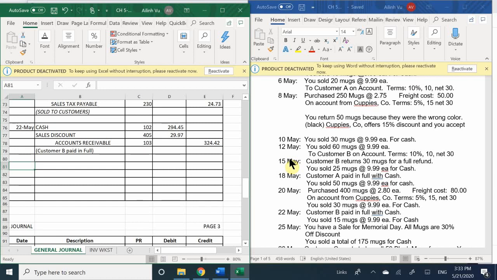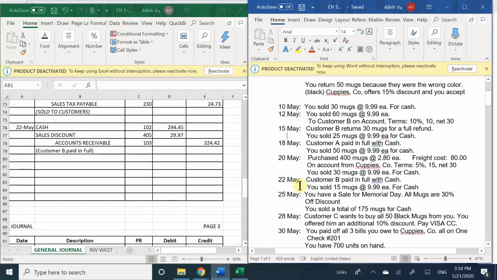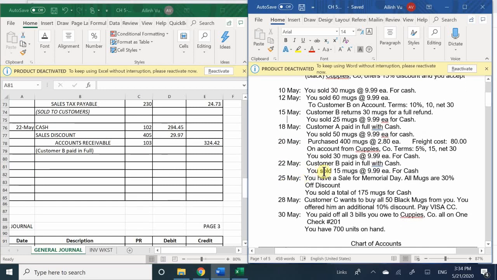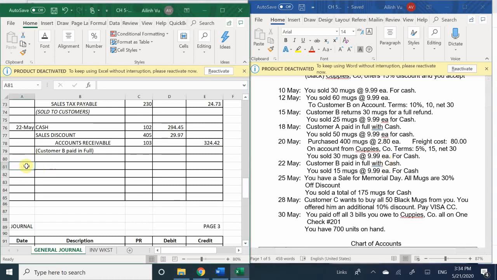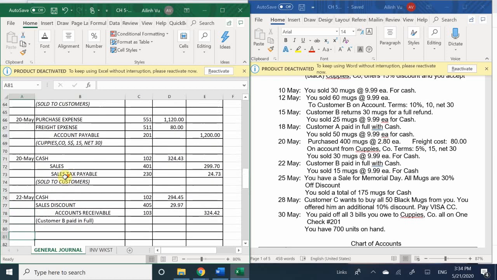All right, then. Let's see. Is that the end of what day are we on? No, we got one more. 22 May. For 15 mugs sold for cash, $9.99. And what did we sell it for? Cash. All right, so I'm going to take a shortcut. I'm going to go ahead and copy the top one up here.